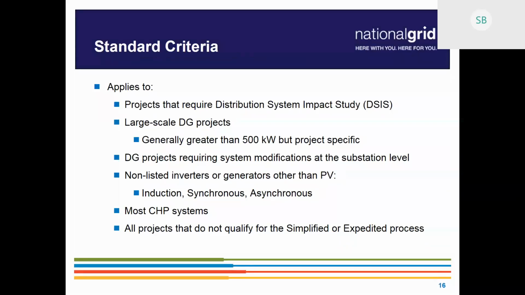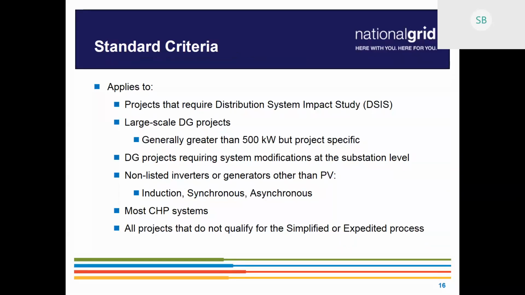I'm currently working in the CEI team with standard projects. So I'll be talking about those projects. The criteria for projects to be in standard generally are projects that require distribution system impact studies. Generally, they're larger than 500 kilowatts, but it's also project specific.